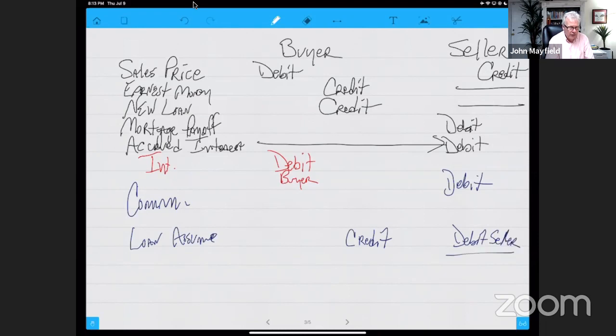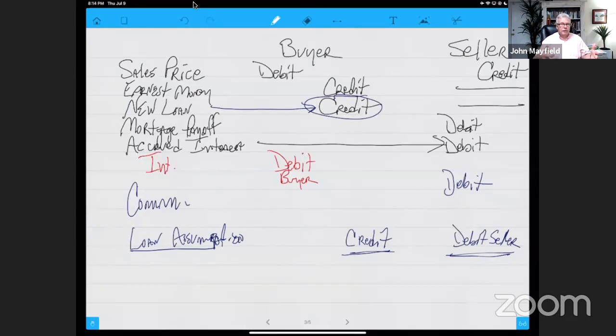Okay, so here we only have one credit for the buyer on a loan assumption. There are two entries on that. There's a credit to the buyer, just like their new loan, but it's a debit to the seller, just like they're paying off their mortgage. Does that make sense? Because basically they do have a loan, so they have to pay that off. So you're just charging the seller and crediting the buyer for that amount.